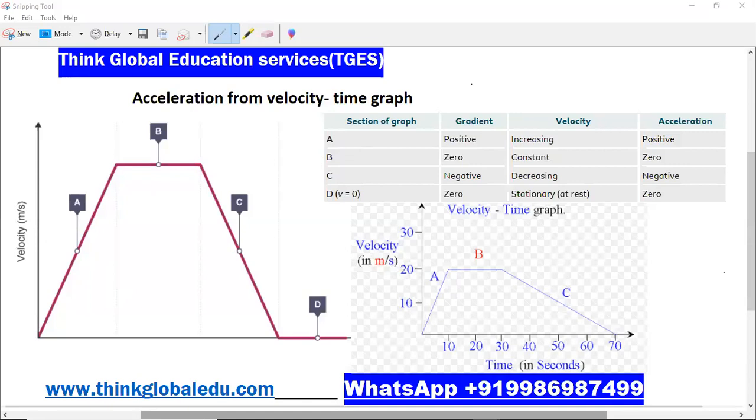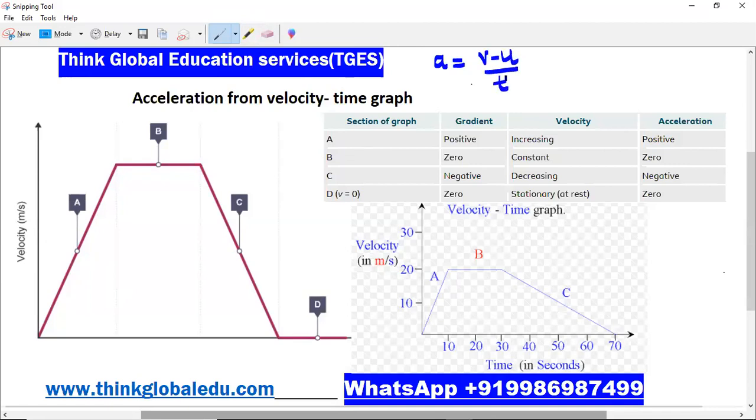In this lesson, I will talk about the way to find out the acceleration using the velocity time graph. First, I will talk about the definition of acceleration. Acceleration is denoted by the small letter a. Acceleration is equal to change in velocity divided by time.